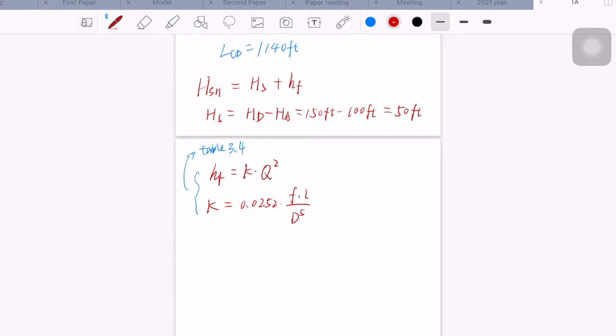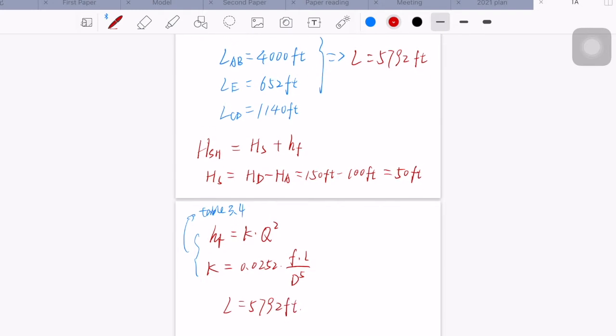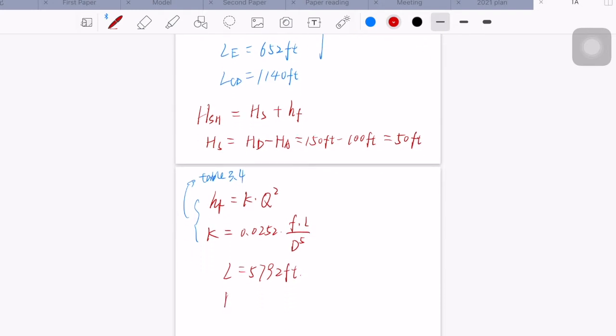And from the problem, we know the L equals 5,792 feet, which we determined before, the diameter of the pipe equals 3 feet, and the F equals 0.02. We can determine the K value equals 0.012.